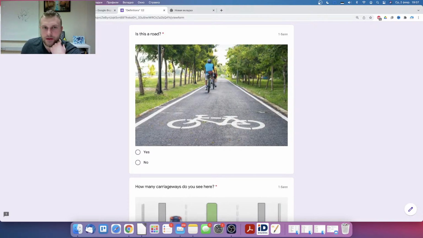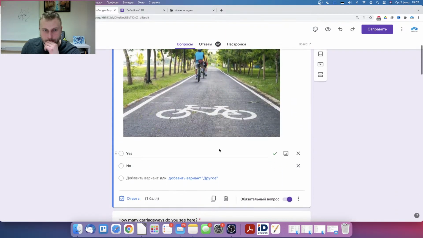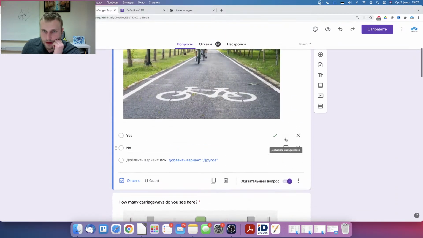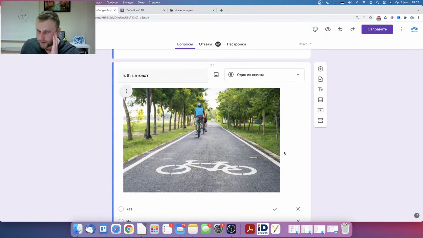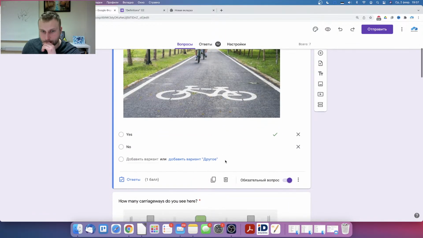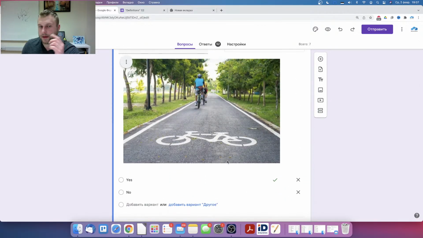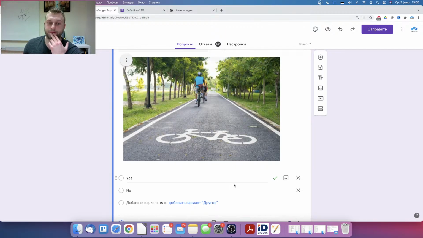So, is this a road? Obviously, yes. Yeah. So, on the very first lesson, we talked that a cycle road or pedestrian road is also considered a road. But the part of the road that is used for cars only, we call it carriageway, by the way.